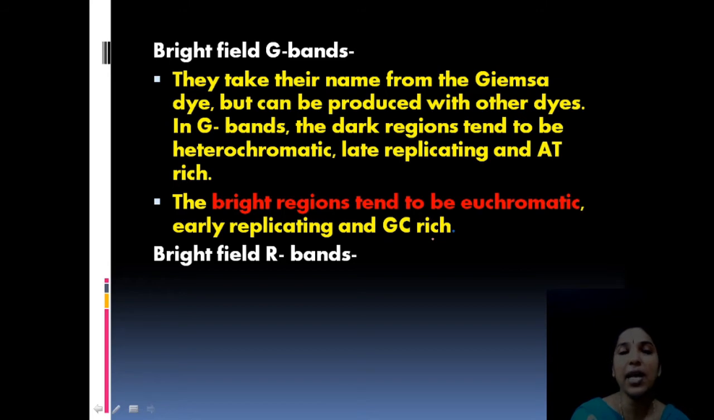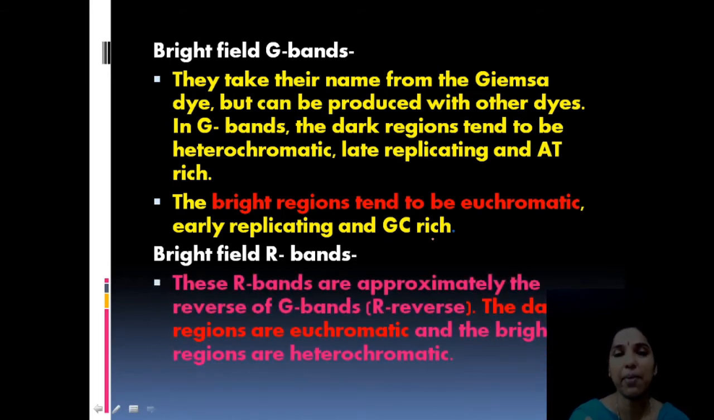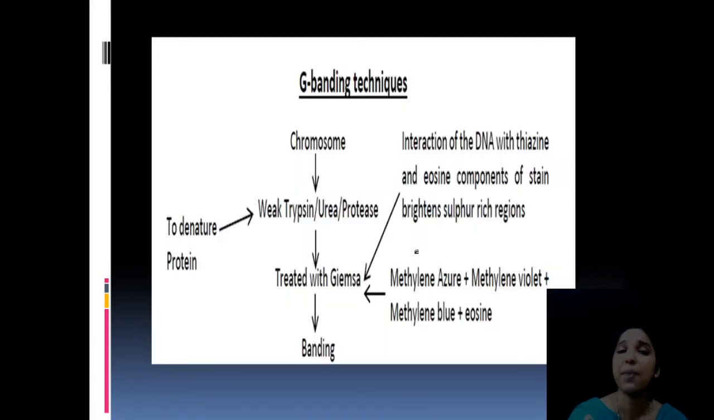So, bright field R bands: in the case of R banding, it is the reverse process. The dark regions are euchromatic. In G banding, dark regions are AT rich, but here the dark regions are GC rich and euchromatic, and bright regions are heterochromatic. Just the reverse of G banding, that is the R banding. In the treatment there are some differences, then you will get R bands. So, just observe the technique.